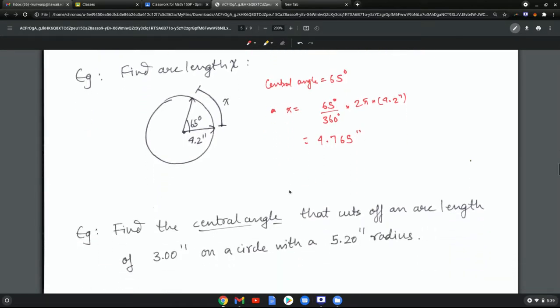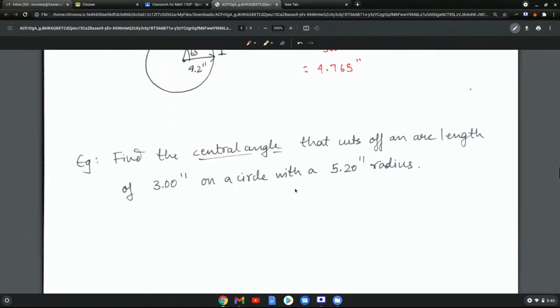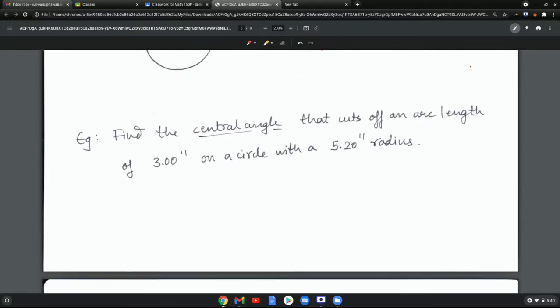Another type of problem that could be asked is, find the central angle that cuts off an arc length of 3 inch on a circle with 5.2 inch radius. So you have a circle. The radius of this circle is 5.20 inches. Now you select 2 points somewhere and you select them in such a way that this length AB is 3 inches. And you're trying to find out what is this angle. So let's call this central angle, let's say it's angle 1.